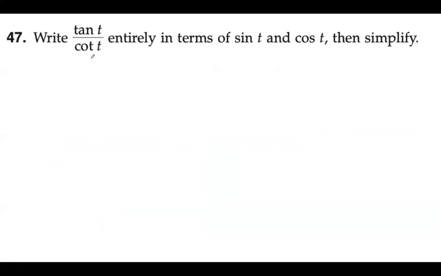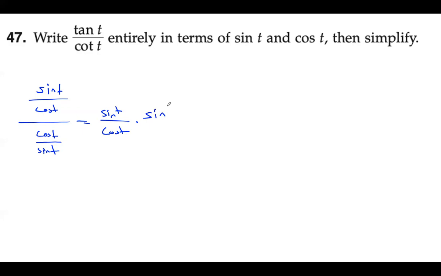The next question, write tangent over cotangent in terms of sine and cosine, then simplify. So tangent is sine over cosine and divide by cotangent. Cotangent is cosine over sine. And you know, in the division of fractions, we write numerator first, sine over cosine, times reciprocal of denominator. So if you take reciprocal of denominator, what will happen? It's going to be sine over cosine.